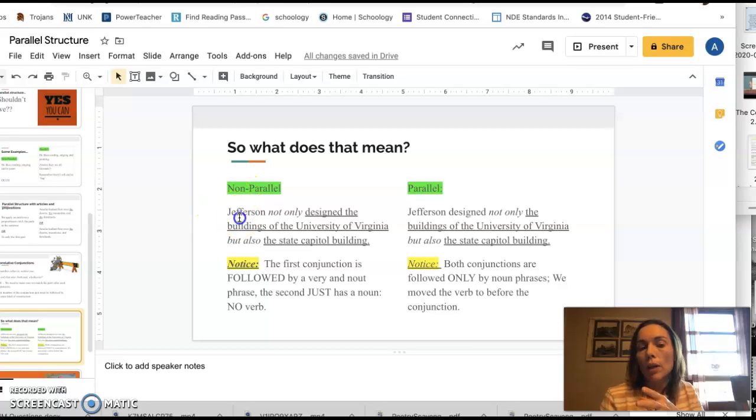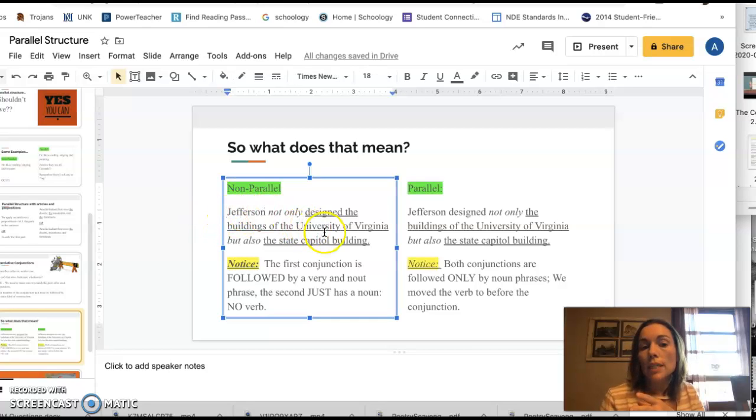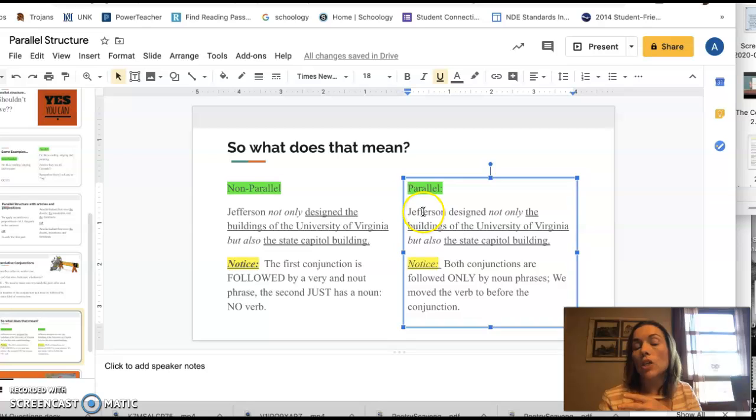So look at the non-parallel one over here. Jefferson not only designed the buildings of the University of Virginia, but also the state capitol. Well, I have "designed" after "not only," so I need to have something, a verb, after "but also." So, "but also designed" or "created." Or I could simply say Jefferson designed, not only the buildings of the University of Virginia, but also the state capitol. Notice I moved my verb to before my correlative conjunction. So I simply moved the verb in front so that after my correlative conjunctions, I only have that noun phrase.